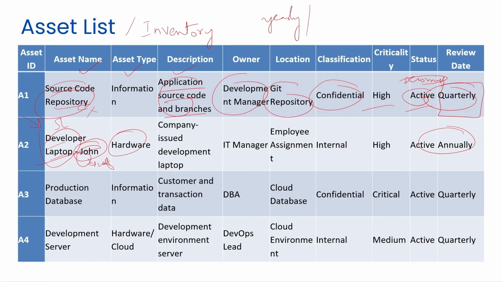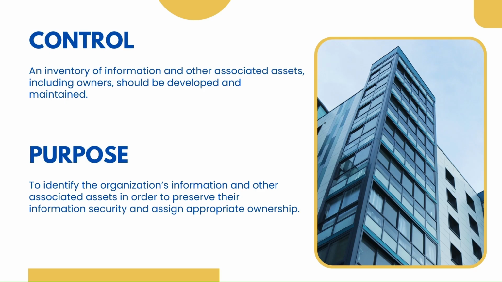Not only the person who's owning the device, sometimes the device owner also can get moved out of the project, or a new project manager can come who's taking over those assets. So it is very important that you maintain this asset list and review it very regularly. This is how an asset inventory looks like. Let's read the clause and understand what exactly it says line by line.